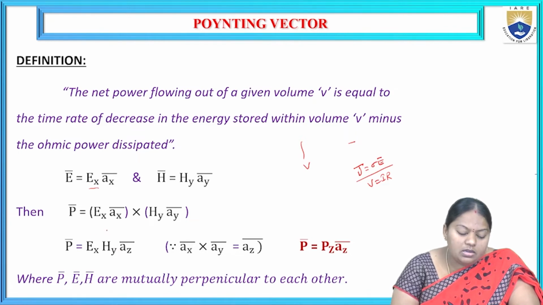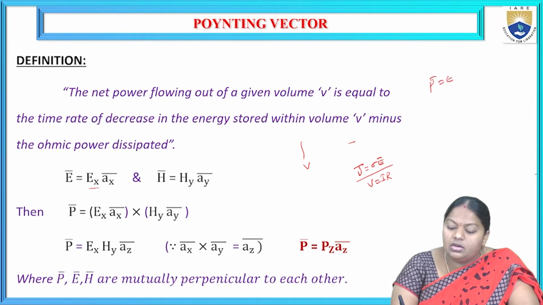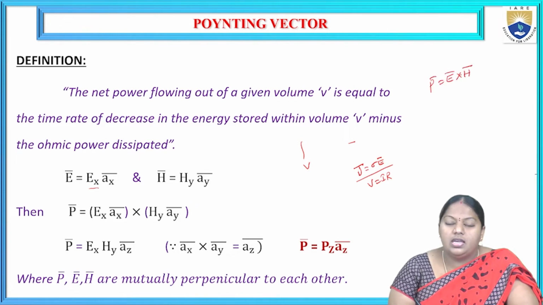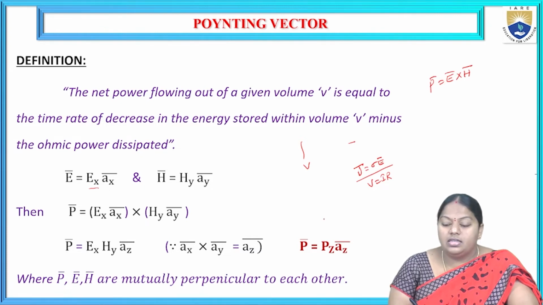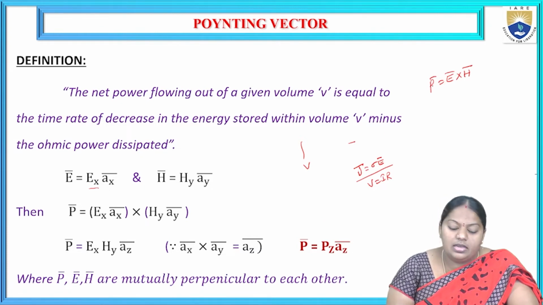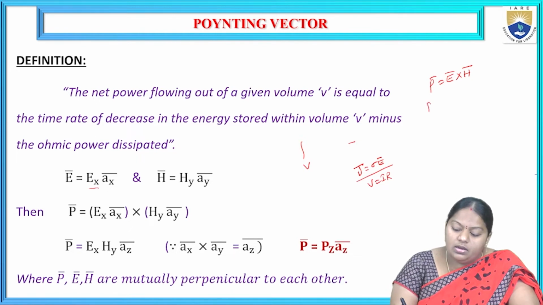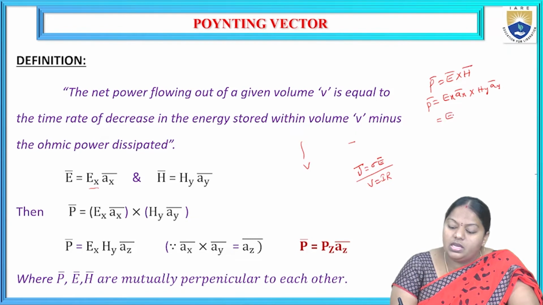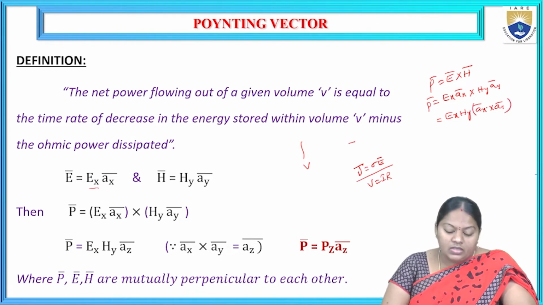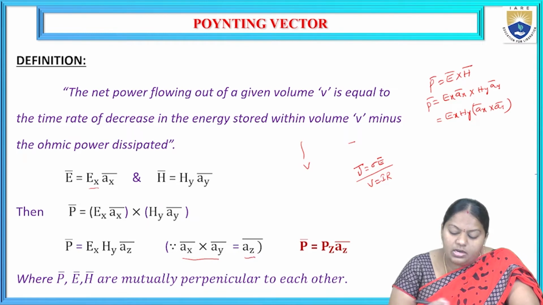Okay? Then P bar equal to. So previously we have defined the vector P bar as the cross product of the electric field intensity vector E bar and the magnetic field intensity vector H bar. So P bar is nothing but E bar, given by Ex into Ax bar, times Hy into Ay bar, which is Ex into Hy, then the unit vector multiplication Ax bar into Ay bar. Since Ax bar into Ay bar is nothing but Az bar.